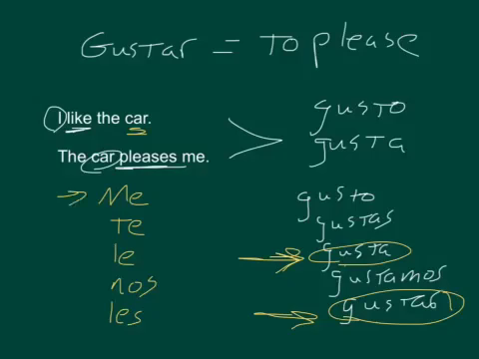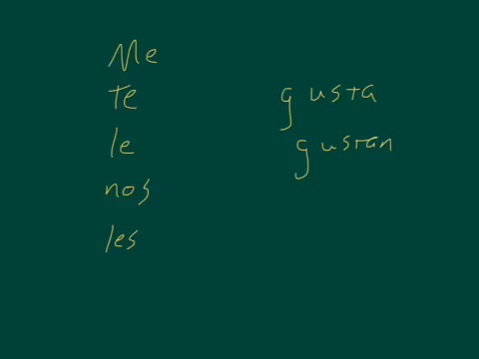So me means to me, te means to you, le means to he, or to him, or to her, or to you formal, or to it. Nos would be to us, les would be to them, or to all of you. So essentially, your construction of to like is going to look like this. You're going to use one of these, and then you're going to use one of these. So you have to ask yourself, what's doing the pleasing? All right. So if it's one thing, it's going to be gusta. If it is more than one thing, then it's going to be gustan, right?